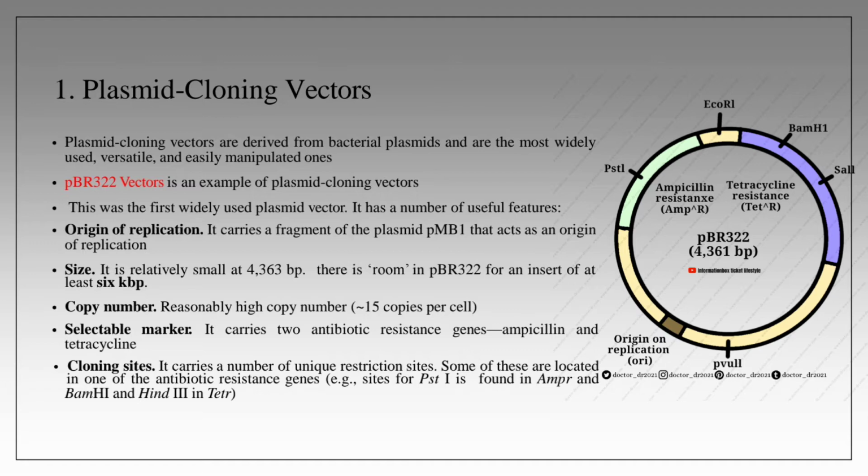Copy number: reasonably high copy number, approximately 15 copies per cell. Selectable markers: it carries 2 antibiotic resistance genes, ampicillin and tetracycline. Cloning site: it carries a number of unique restriction sites. Some of these are located in one of the antibiotic resistance genes, as you can see in this figure as well.